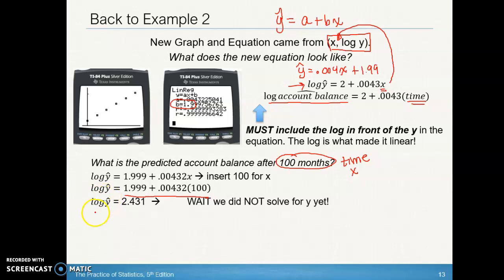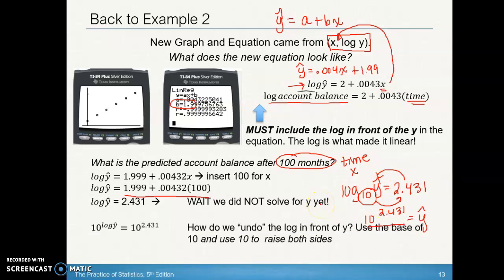I think the easiest is to rewrite this as an exponent, which I'm going to show you how to do over here. Remember, log has an understood base of 10. Log y hat equals 2.431. Now remember, to rewrite this as an exponent, the base of the log becomes the base of an exponent: 10 raised to the 2.431 equals y hat. Okay, equals what's after the equal sign right here. So then all you need to do is type this side into your calculator and you're complete.